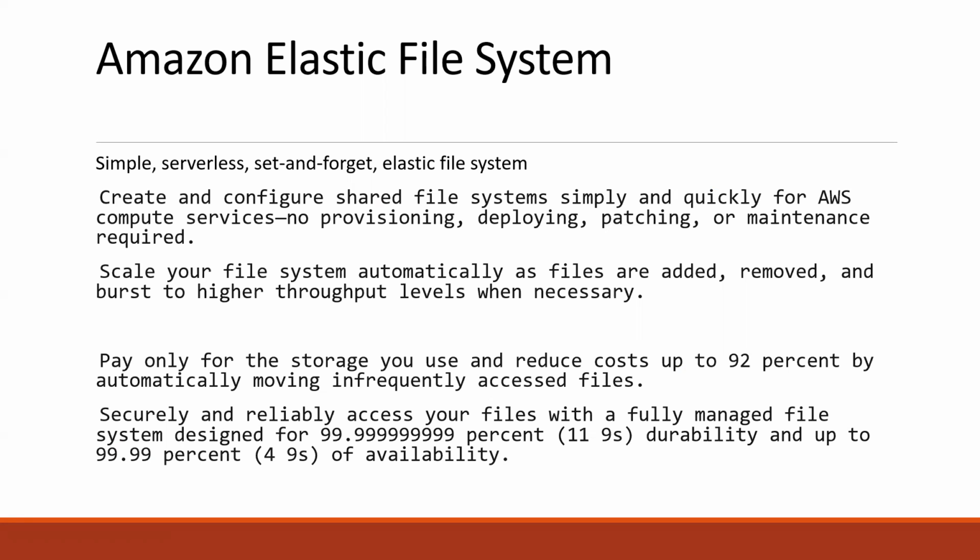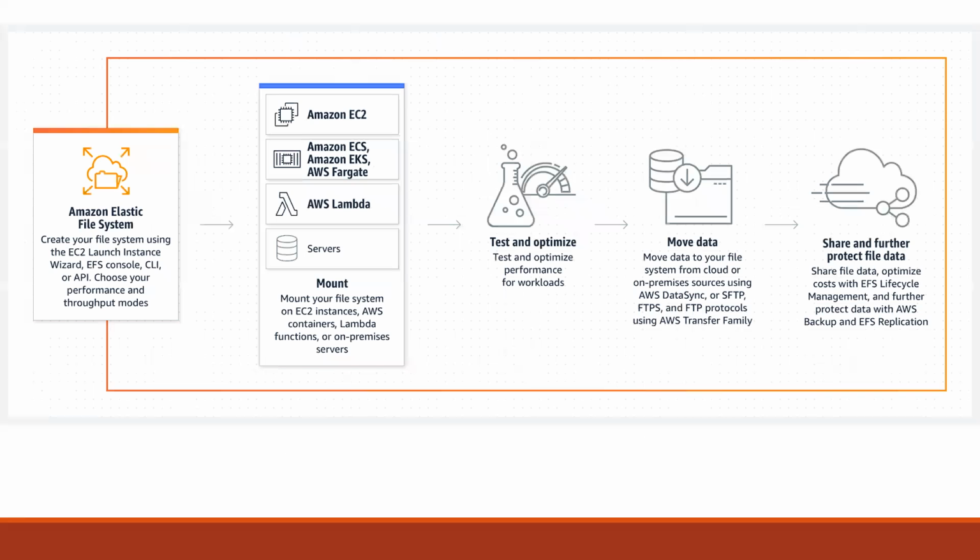You pay only for the storage you use and can reduce cost up to 92% by automatically moving infrequently accessed files, so the lifecycle is also maintained. Then we have secure and reliable access to your files, with 99.99% availability and 11 nines of durability. So those are the basic things about the Elastic File System.